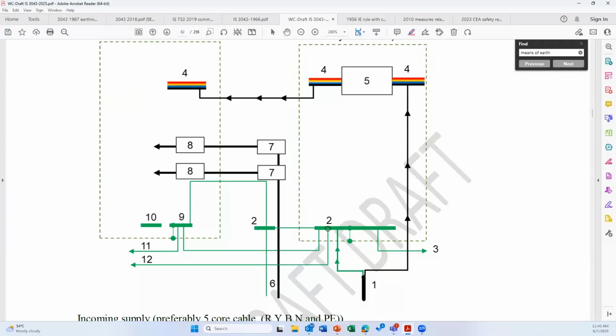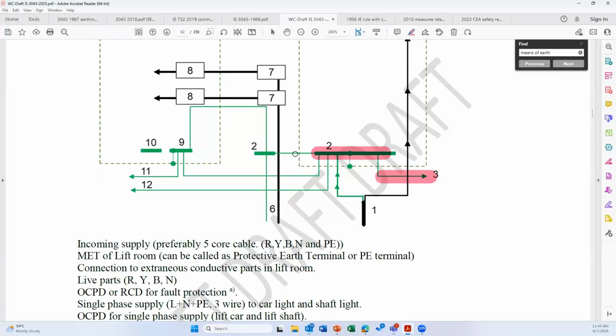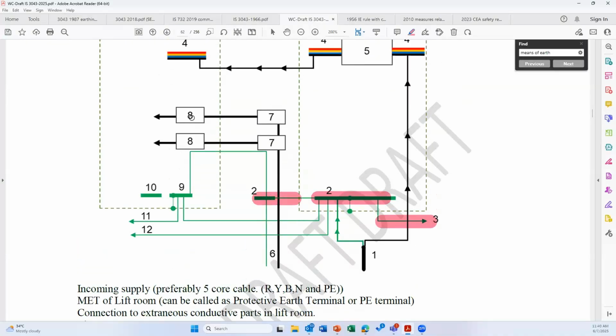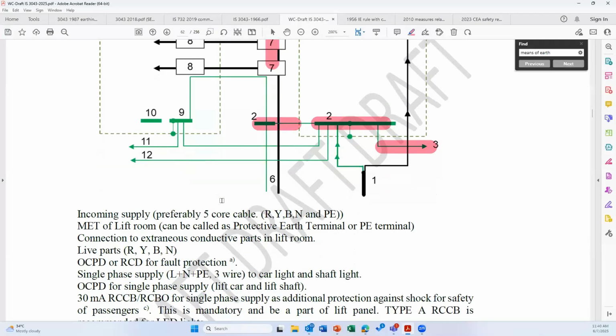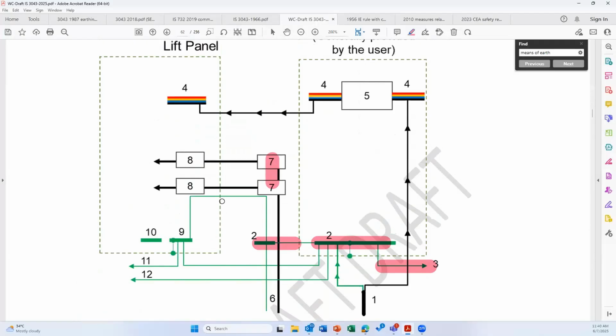This is the earth bus bar in the lift panel. From this serial number 2, it goes to, for example, the rail or the live parts. Then it goes to the car. Then it goes to, for example, number 7, number 8. These are the protective devices such as a 30 milliampere RCD, because the lift standard IS 17900 needs protective earthing. Fault protection is achieved by protective equipotential bonding and automatic disconnection of supply.